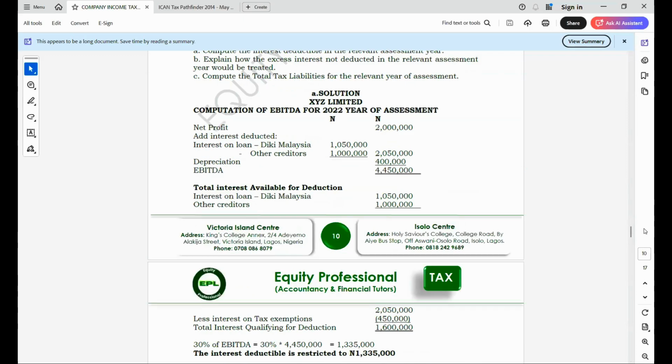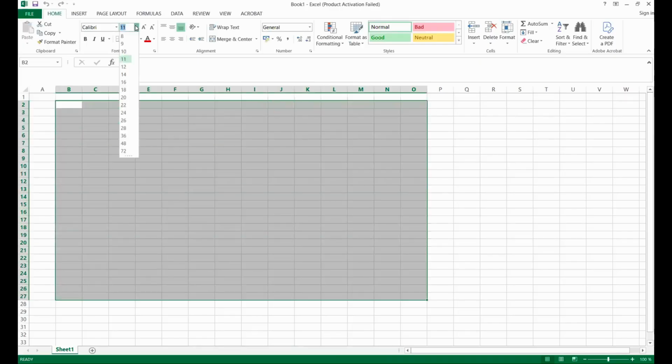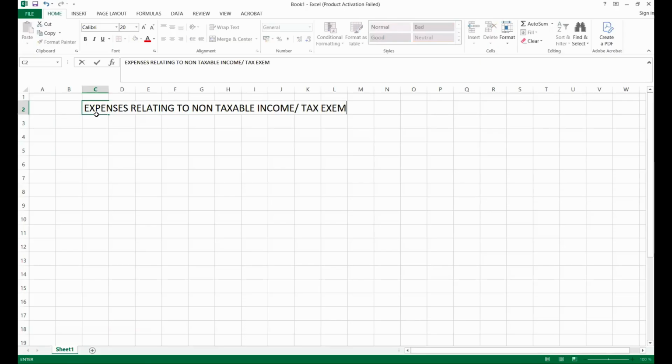Then we also need to look at a scenario: expenses relating to non-taxable income. So what do I mean by that? I think that one is not in the material, so let me just illustrate it. Expenses relating to non-taxable income, or tax-exempt income.